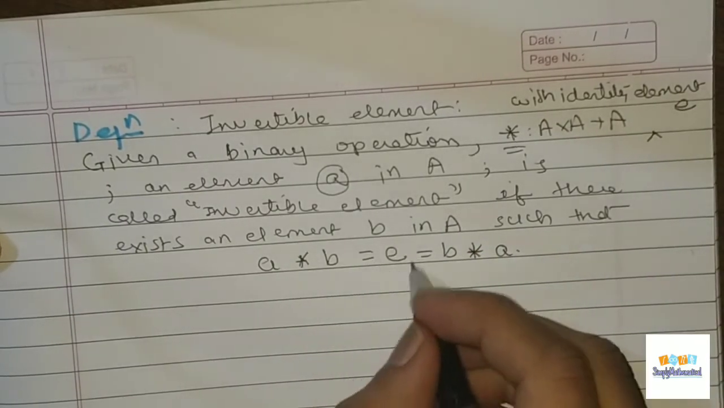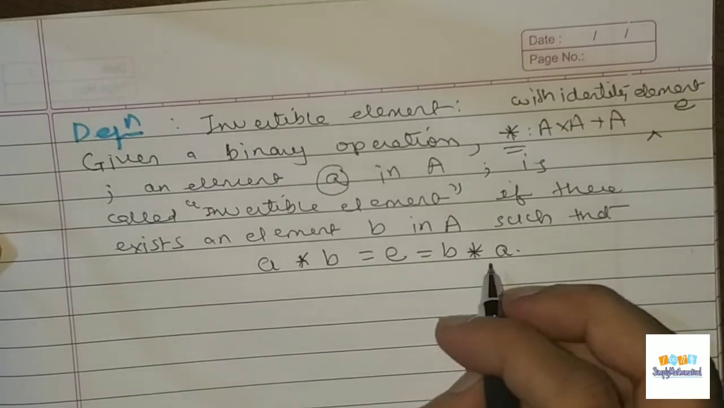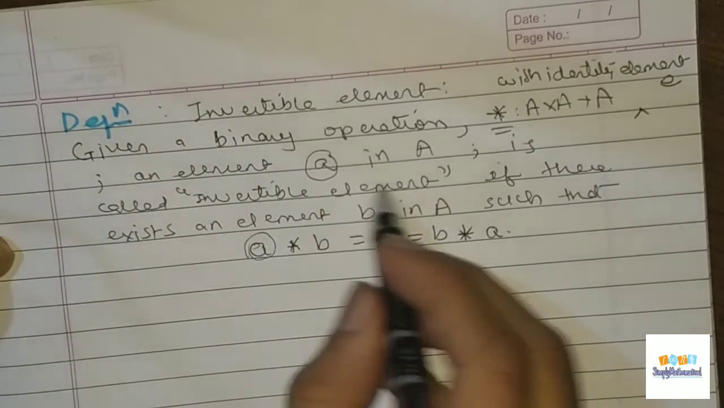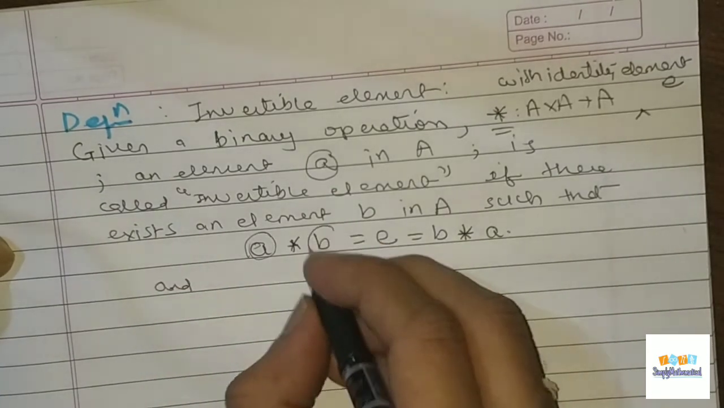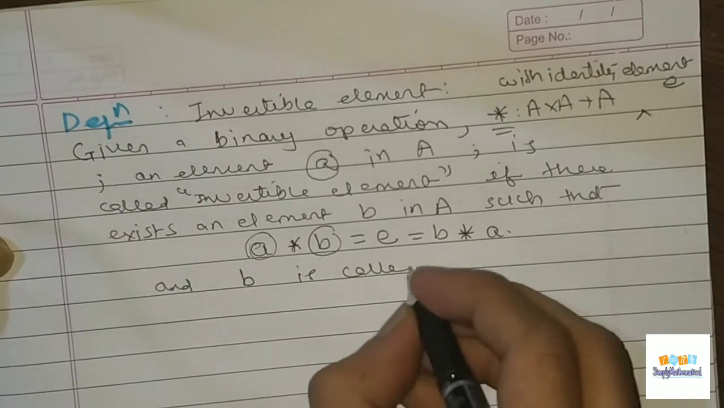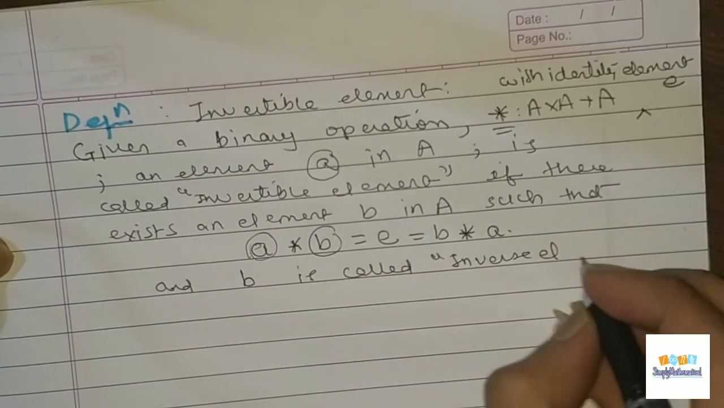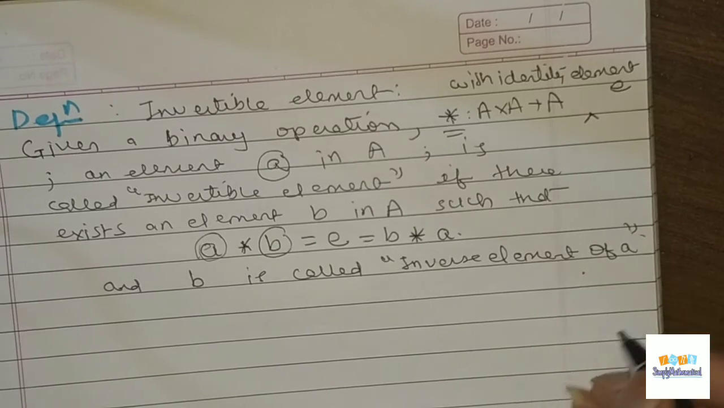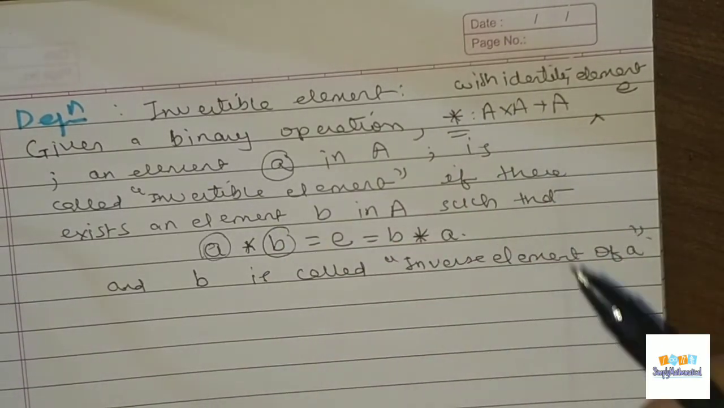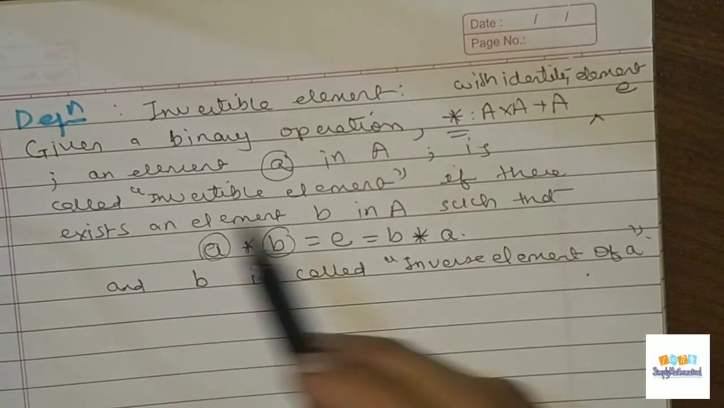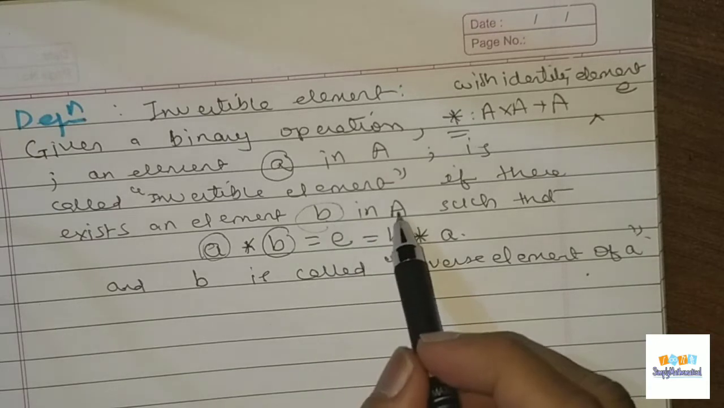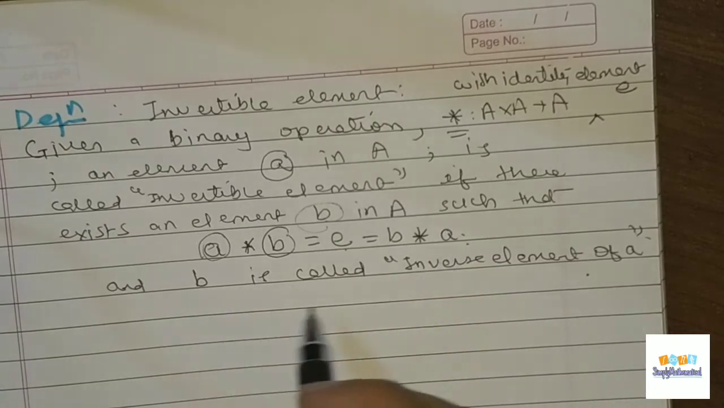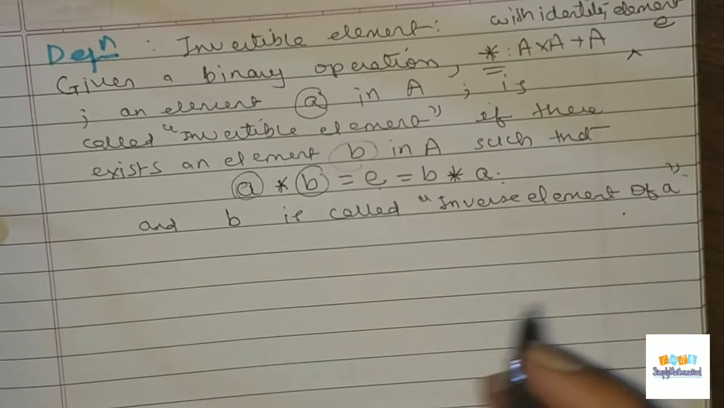A star B should be equal to E, the identity element, which should also be equal to B star A. Now this element A is called the invertible element, and this element B is called the inverse element of A. So invertible elements are simply elements A in A such that there exists an element B in A such that A star B is equal to E, which is equal to B star A, and B is called the inverse element of A.